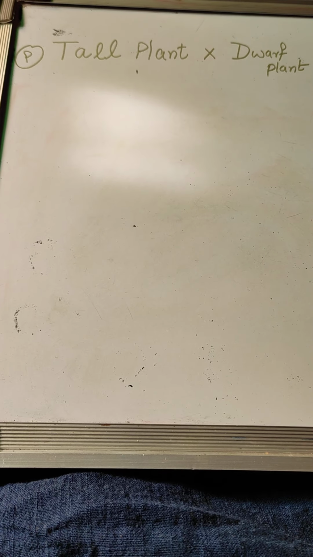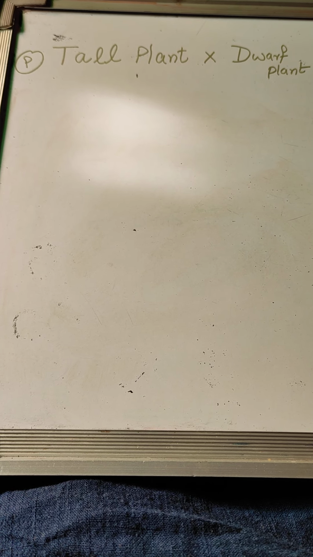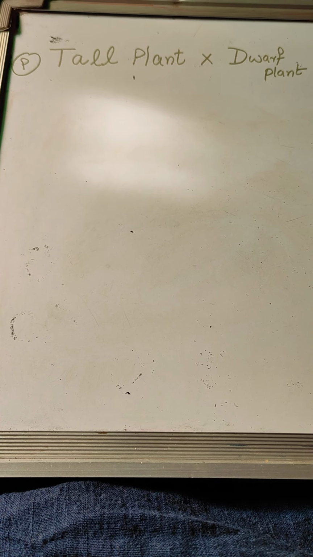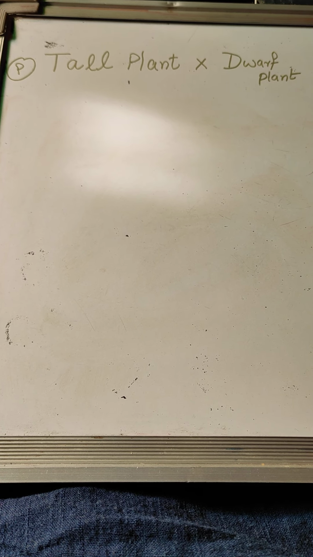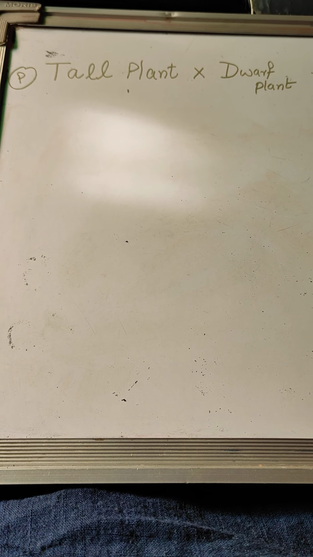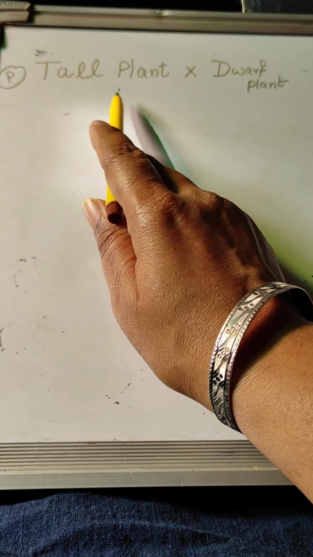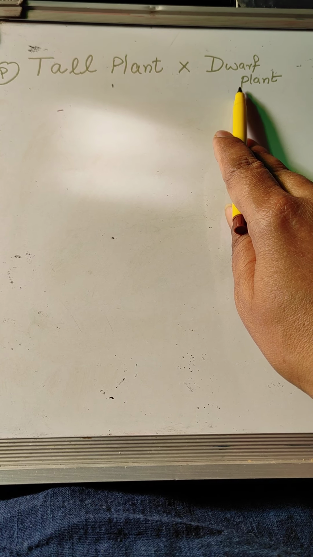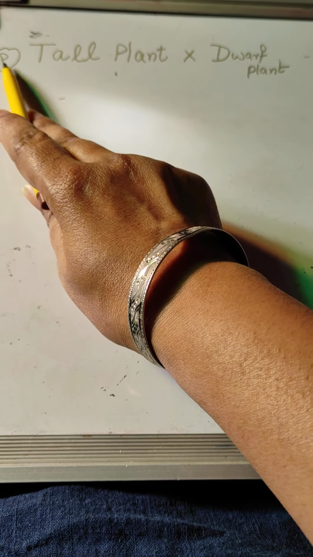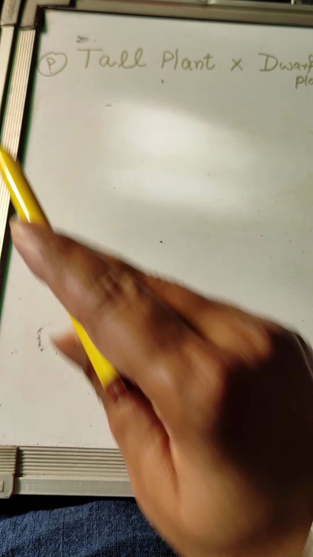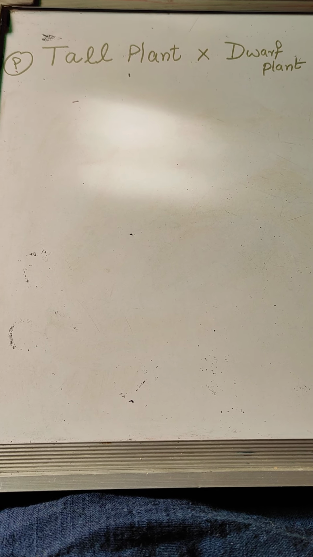Let's do a monohybrid cross. As we have already seen, for parents, plants with opposite traits are chosen. The phenotype of one plant is tall and the other one is dwarf. These are taken as parents. This is the symbol of parents. Now we'll write the genotype.